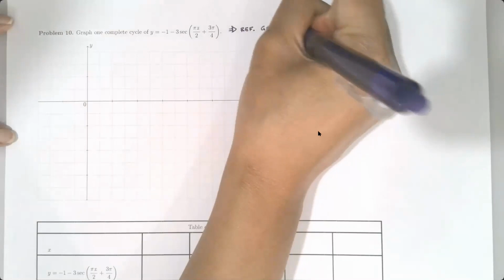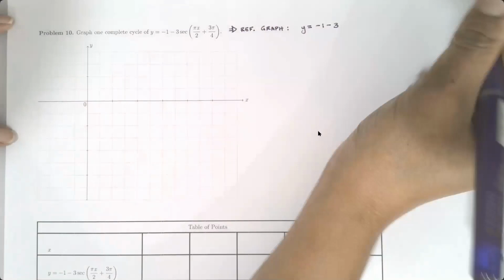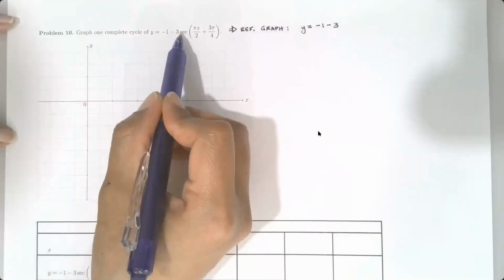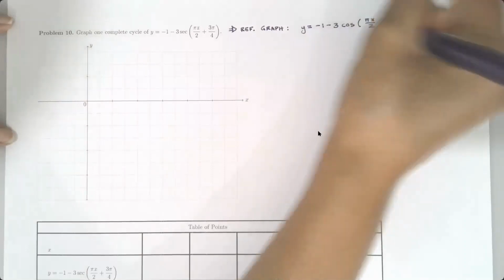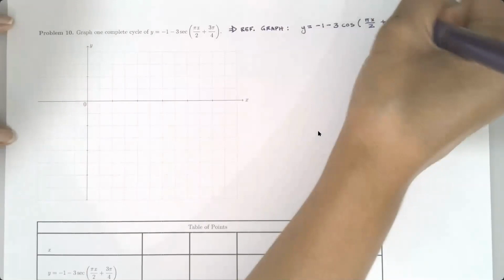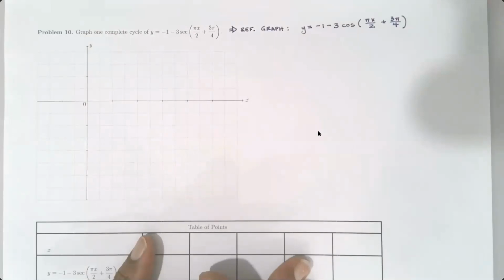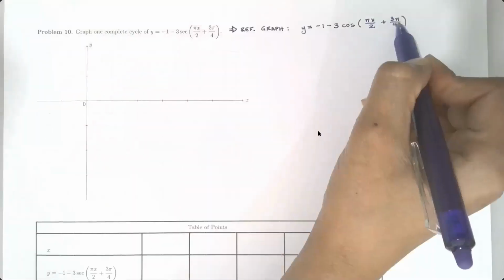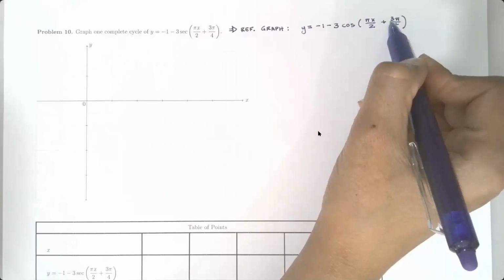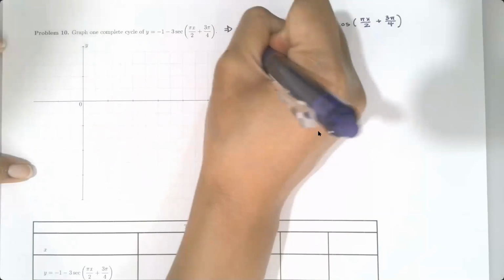The reference graph is going to be y equals negative 1 minus 3. Now the reciprocal of secant is cosine, so it's going to be cosine of pi x over 2 plus 3 pi over 4. That's what we want to graph. Based on that equation, because this does have a phase shift, meaning a horizontal shift, we're going to take care of that first using a step 0.